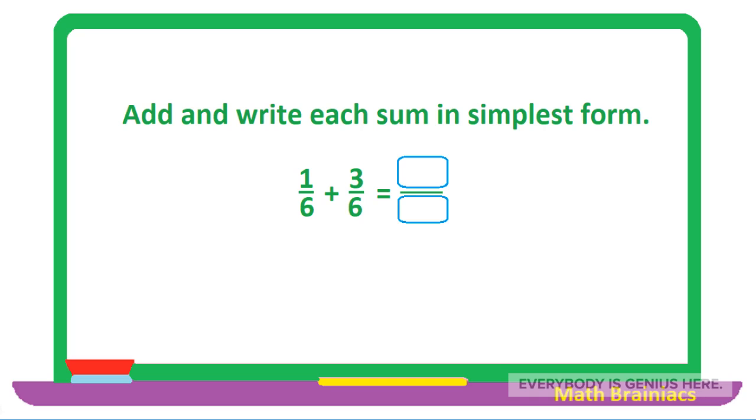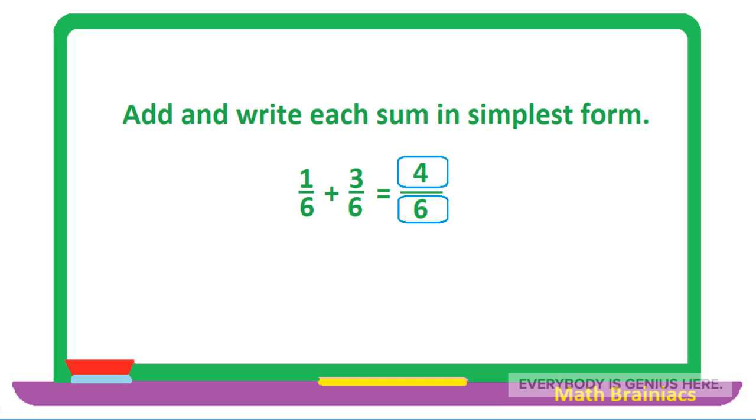Add and write each sum in simplest form. 1/6 plus 3/6. We can right away add fractions if the denominators are the same. In this case, it is 6. So we're just going to add the numerators and we're going to leave the denominator as it is. Accordingly, 1 plus 3 will give us 4 and the denominator is 6, so it will give us 4/6.